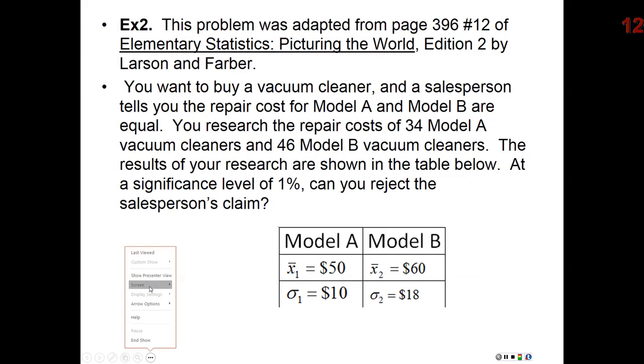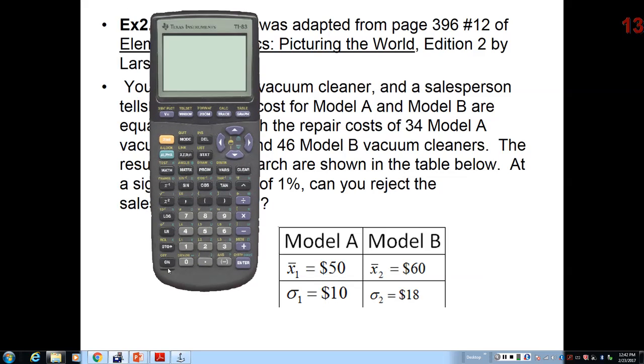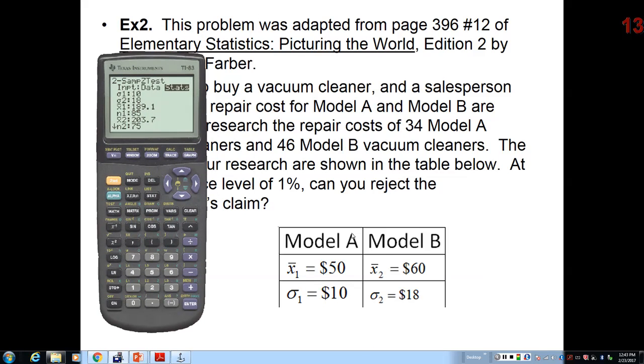So where I'm going to go is over here to my calculator. I'm going to go to STAT, go to TESTS, and since, how many samples do I have? 2. So I can't do the one-sample Z-test or T-test, I'm going to do the 2-sample. And it's a population standard deviation, right? So it's going to be the 2-sample Z-test. Now we put in our information. You just look at this and put in your information.